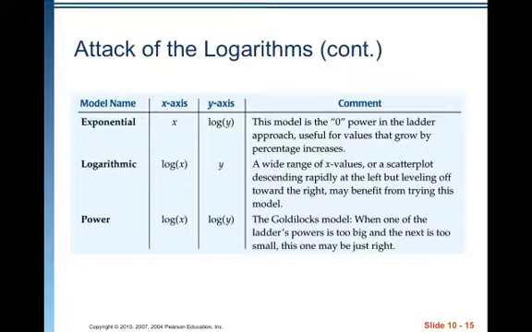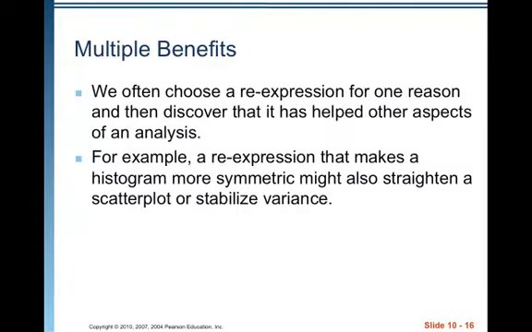A power model, this is if there's a power relationship between x and y themselves, that means you're going to have a linear relationship between common log of x, common log of y. Sometimes this is called the Goldilocks model, when one of the ladder's powers is too big and the next is too small. This one may just be perfect for you.